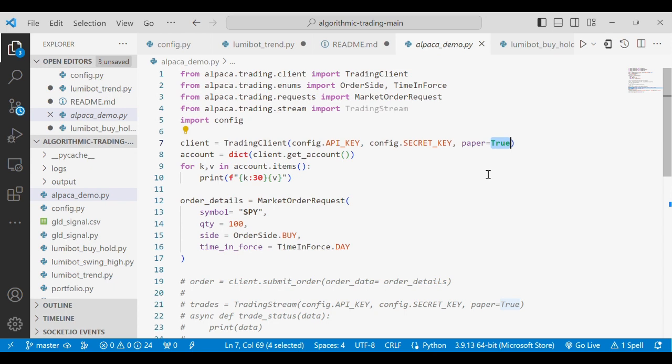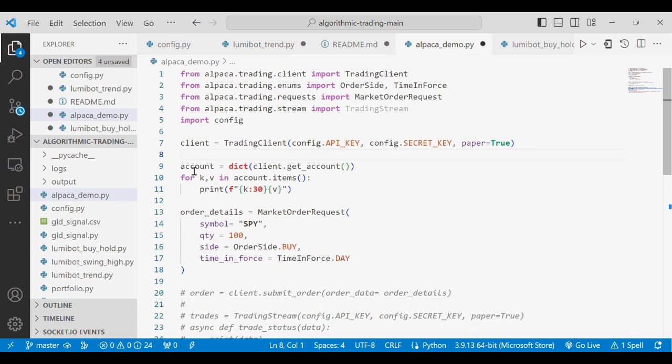Then we have retrieved and printed account information. So basically from line number 9 till line number 11 we have retrieved account information using client.get_account, and we have converted this into a dictionary, and we have printed each key value pair in a formatted manner.